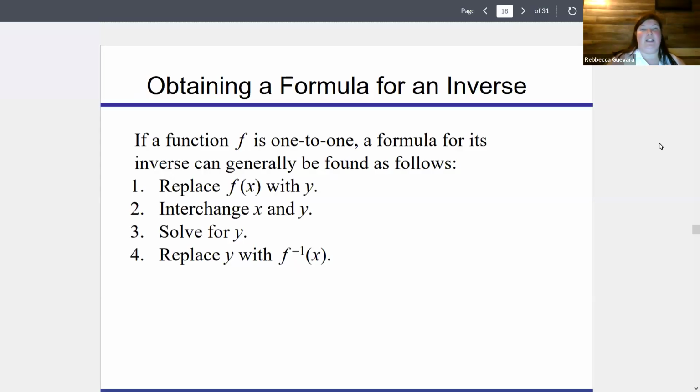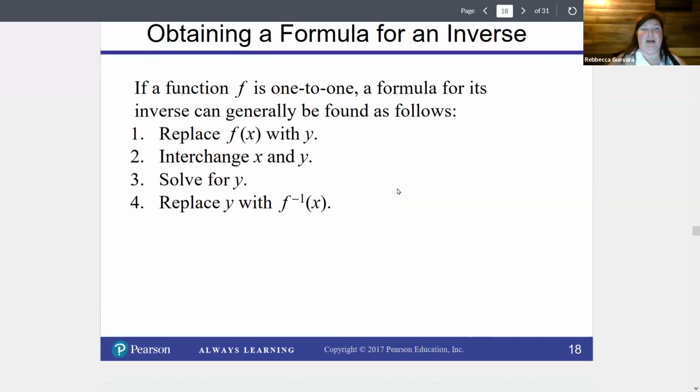Okay, so now we know how to identify something will have an inverse function. We need to talk about how we're going to find the formulas for those inverse functions. So I kind of gave you a hint at it earlier, but if a function is one-to-one, a formula for its inverse can generally be found as follows.